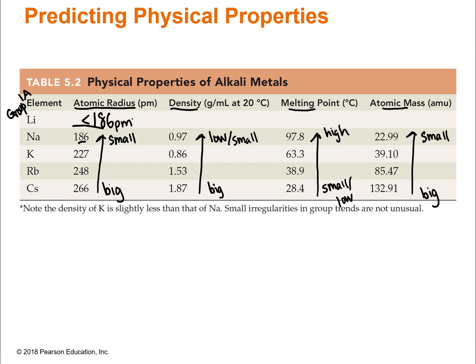Now let's play the same game with the density. Now there is some slight irregularity where the density of sodium is actually a little bit bigger than that of potassium. But overall, we're seeing the density decrease as we go up the group. So do we expect the density of lithium to be greater or less than the density of sodium? It should be less.